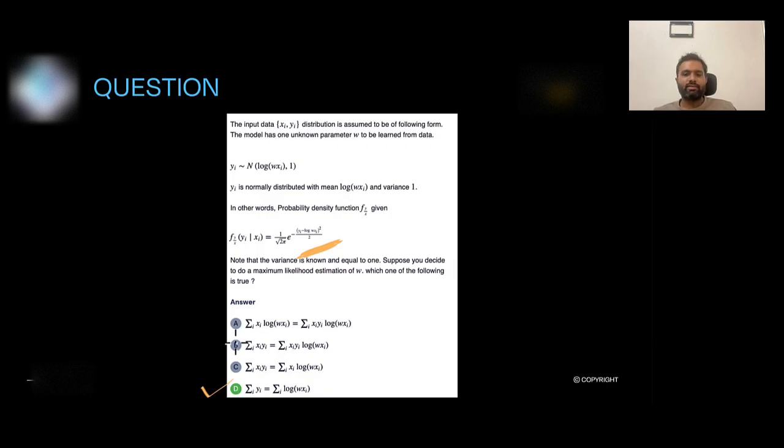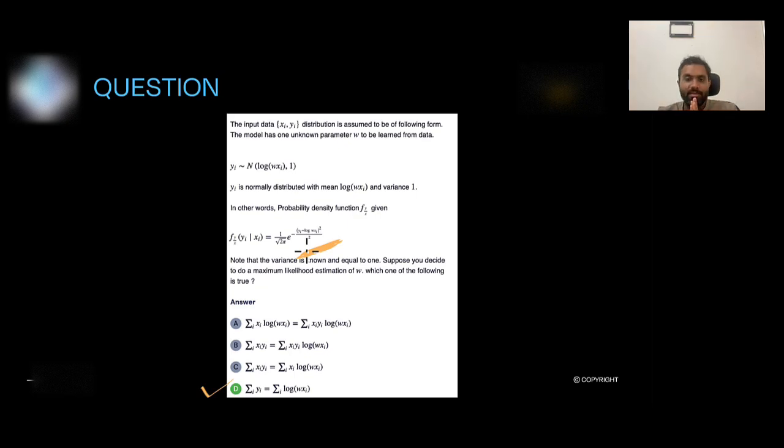So now this is an interesting question. You are given xi, yi as training data, or you have assumed some distribution of the y. Y is the logarithm of w of xi. Sorry, yi is normally distributed with the mean of logarithm of w of xi, and the variance is 1. And I have also given the corresponding conditional PDF, because most of the time students don't know the PDF formula of the normal distribution. It is important that you know that, right? 1 over square root 2 pi and e to the power this. But if you don't know that, I have given it in the question.